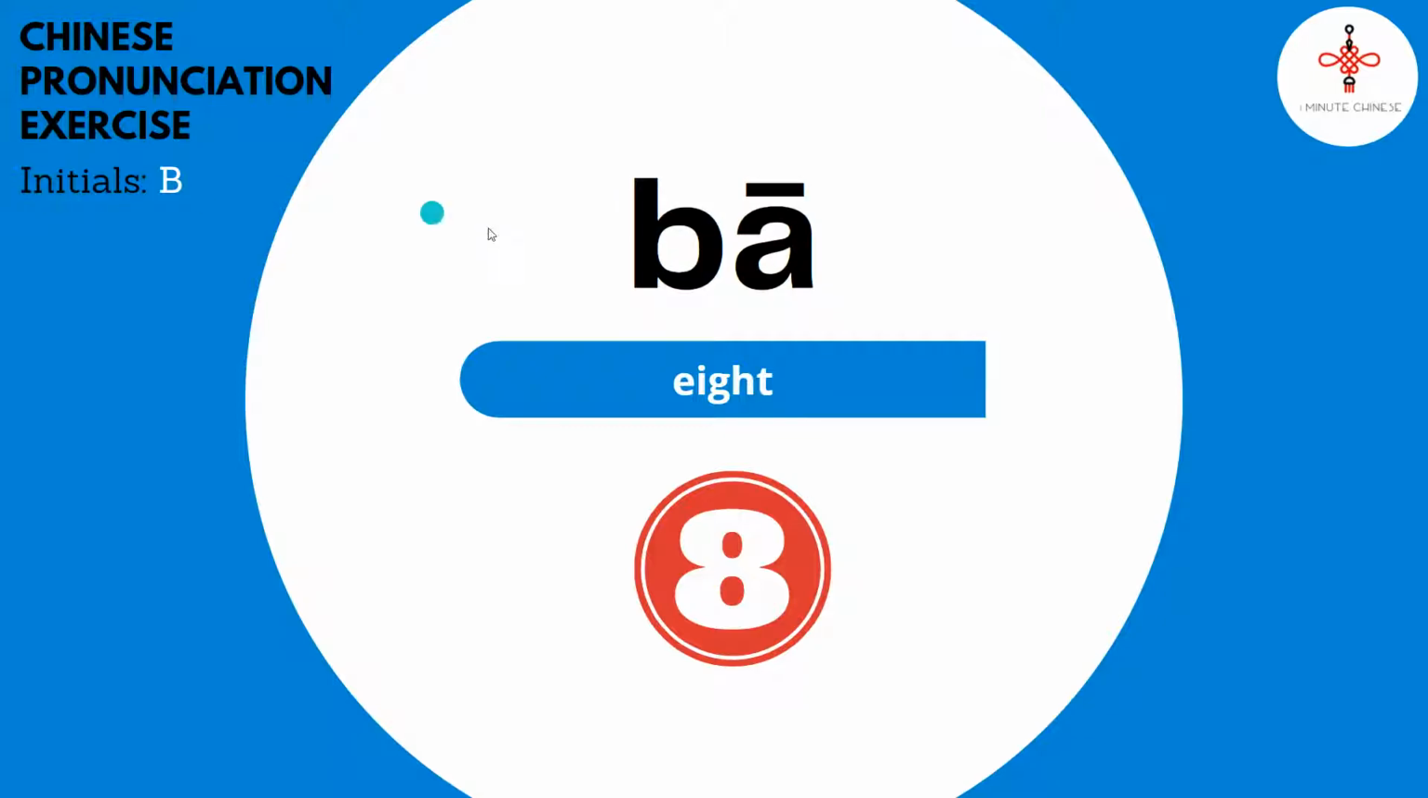Let's combine the initial B, the final A, and the high pitch first tone all together. B, A, ba. Repeat after me. B, A, ba, ba, ba, ba. Ba is number 8 in Chinese.